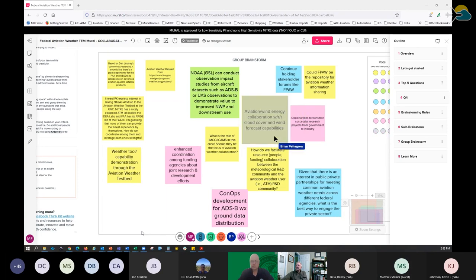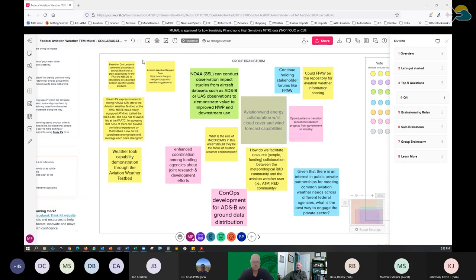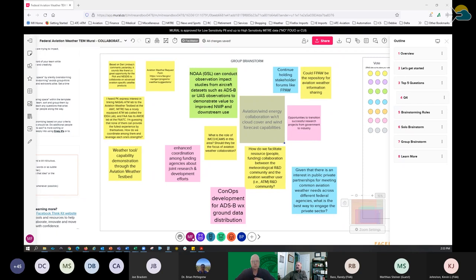Let's see, I'm looking at the comments. How do we facilitate resources, people, funding, collaboration between the Met R&D community and the aviation weather user, i.e. the ATM R&D community? This is me, Bill. This is something that, like Sancho Panza, I have been tilting at, a windmill, for many, many years: to get a combined funded, combined resourced weather and ATM R&D project going, as opposed to R&D happening in our R&D silos of excellence. There probably are some examples out there, and I'm probably being overly harsh, but by and large, it's a very, very difficult thing to accomplish.